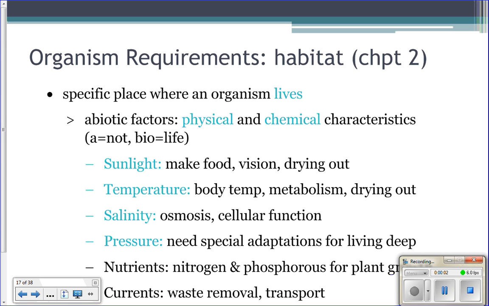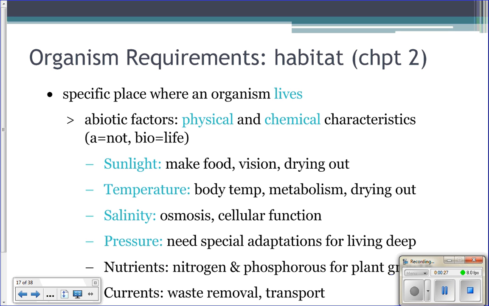So in the last video, we looked at what organisms are made of. And the second thing that we look at when we're studying living things is their habitat. So animals and plants, in order to survive, they have to have a place to live. And the place that they live is called their habitat. And their habitat is made up of two things. It's made up of biotic and abiotic factors.